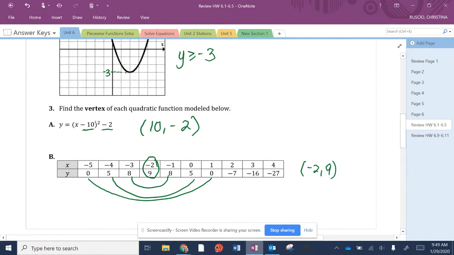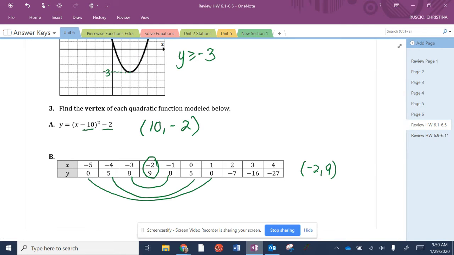It's really easy to do in A because it's a shift of 10 to the right and 2 down. Also, when in doubt, graph it out. You could literally graph this whole thing, get it right off your calculator. B, we look for the rainbow pattern and the point in the middle.